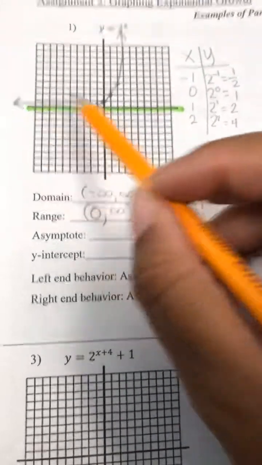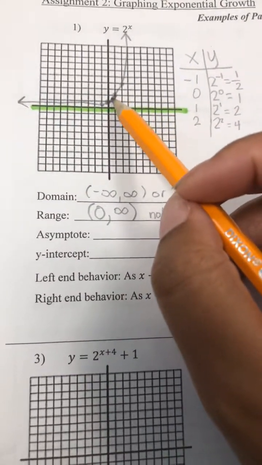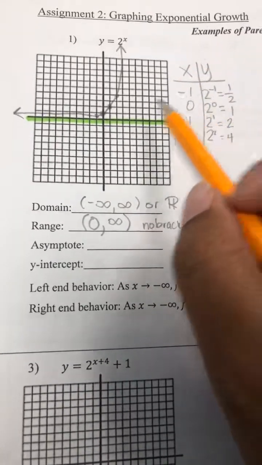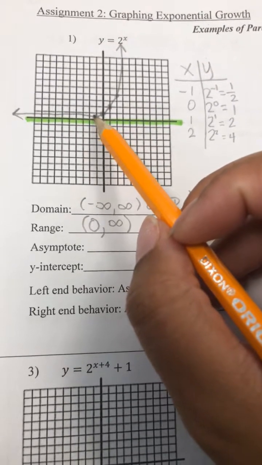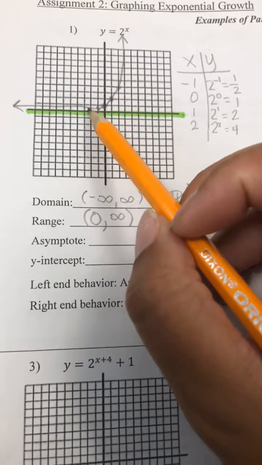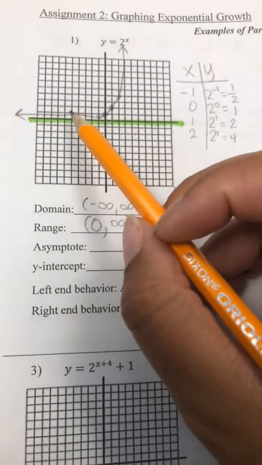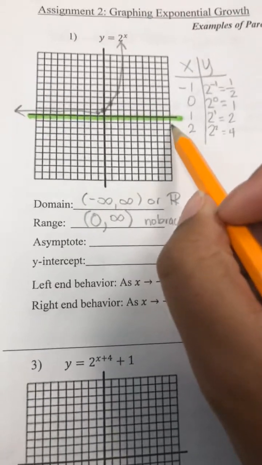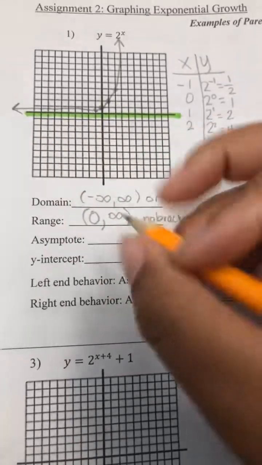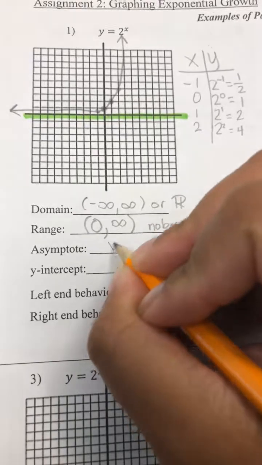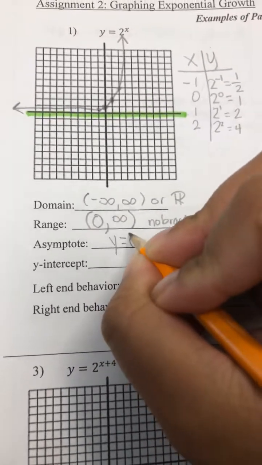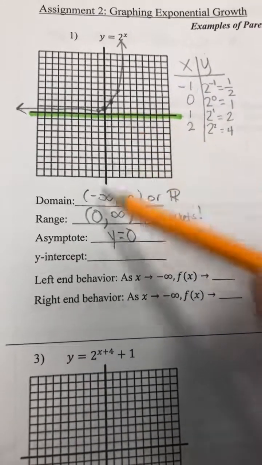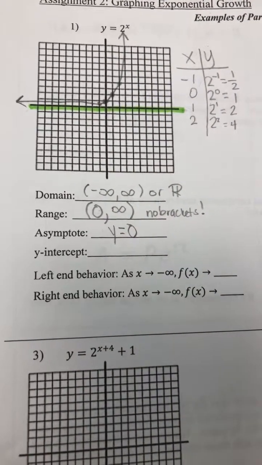Now the asymptote is where the graph really gets close to. So if you were to continue this table going in the negative direction, the numbers would get smaller and smaller. It would go to 0.25, 0.125, and then it would get smaller and smaller. The numbers get really small, but they never touch 0. And that's because 0 is our asymptote. So we call our asymptote y equals 0. The reason why it's y equals 0 is because it's associated with our range.